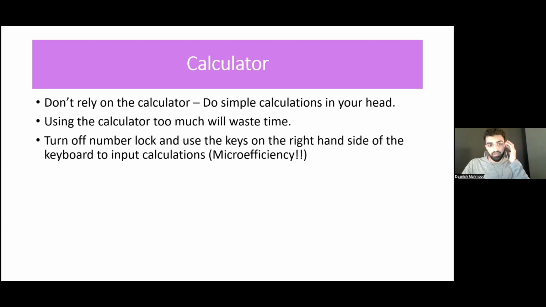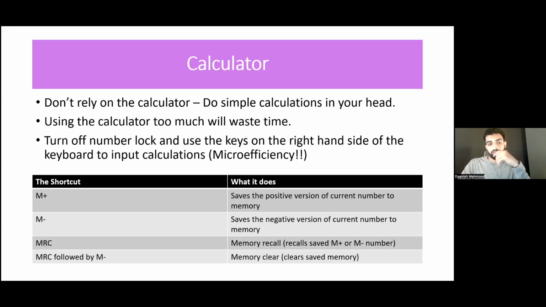Turn off number lock. I don't know if you guys know what number lock is, but hopefully you do. On a computer with a full keyboard, which will be given to you in your exam, there's number lock, which lets you use the keypad of numbers on the right-hand side. I think you press number lock or unclick it and it lets you use those numbers. That's the quickest way to type in numbers onto a calculator rather than using the numbers above the letters on a laptop. That's the micro efficiency. It's going to save you a couple of seconds here and there, but it will add up in the end.